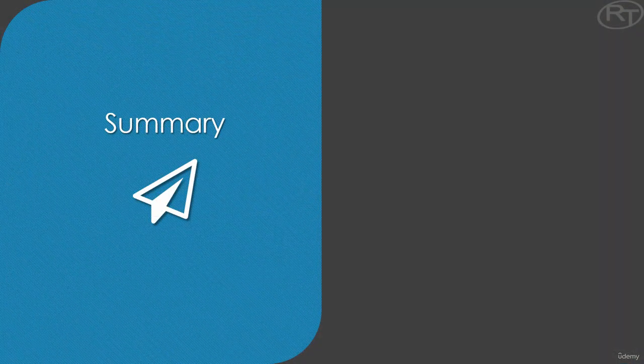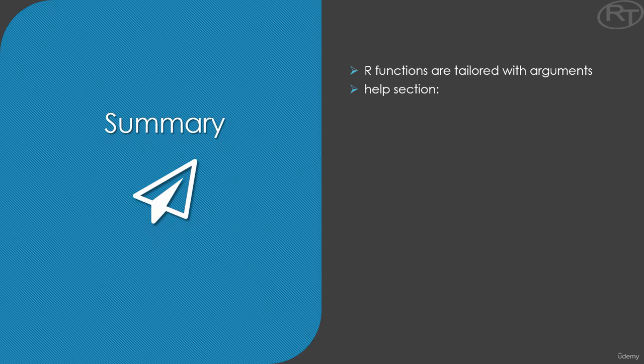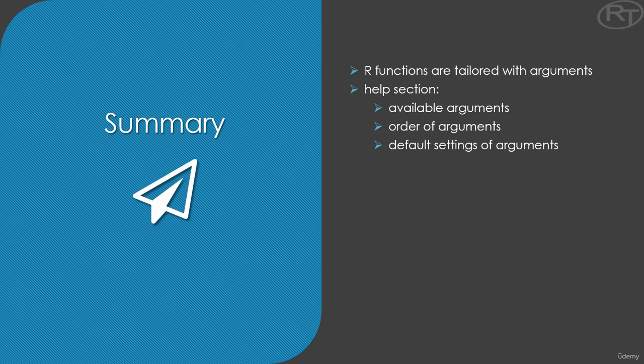Alright, so let's recap what we learned in this lecture. We learned that the function is controlled by the user through arguments. You assign values to those arguments and R gets you the output based on those arguments. The help section is a crucial part when using a function for the first time. It tells you which arguments you can use. It tells you the order of those arguments, and you can also learn the default settings for those arguments. As long as you keep the order, even by using double commas as placeholders, you can even omit the argument name.